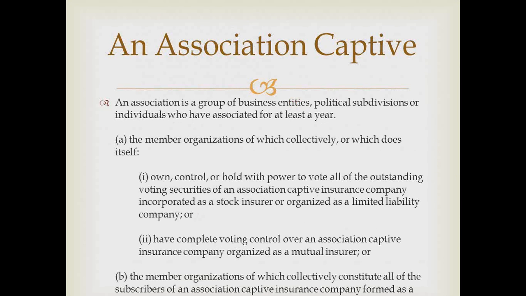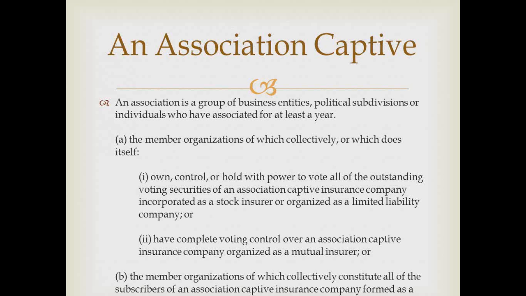Now let's move on to an association captive. This definition is from the South Carolina statute. Notice a few things. An association is a group of business entities, political subdivisions, or individuals who have been associated for at least a year. Basically anybody can join the association, but the association has to have been around for at least a year. Now, under the definition, there are two ways to define this.